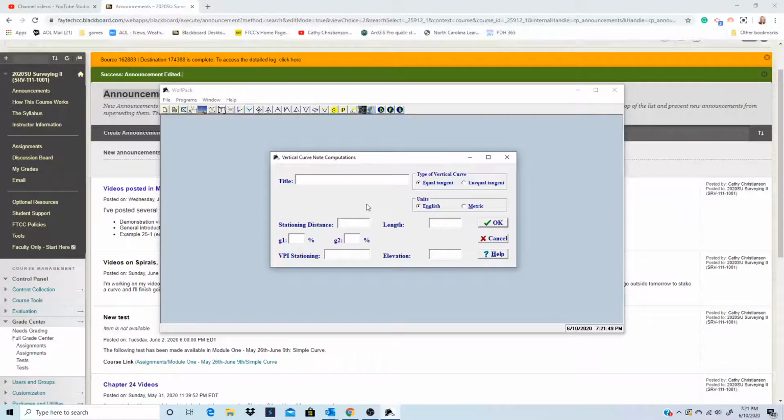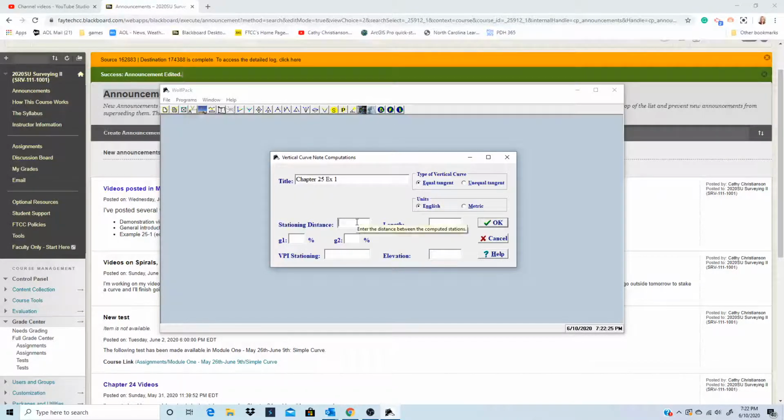So I'm going to flip into just the example that I went over for you in class or online, which is example 25.1. All right, so I'm going to call this chapter 25, example 1. And this was the equal tangent, so you see you have different choices. So if I had two different unequal curves, we could do it then.